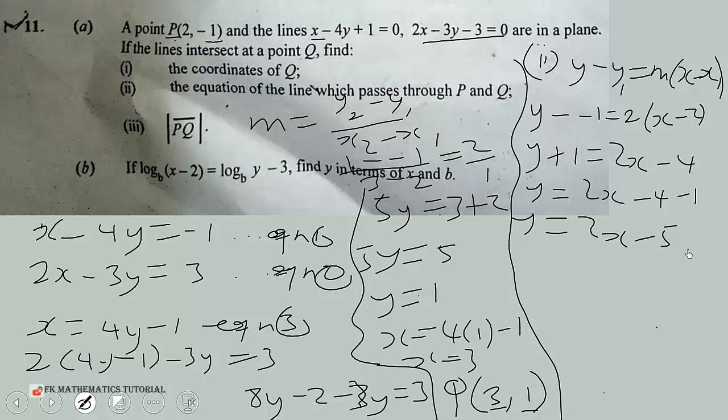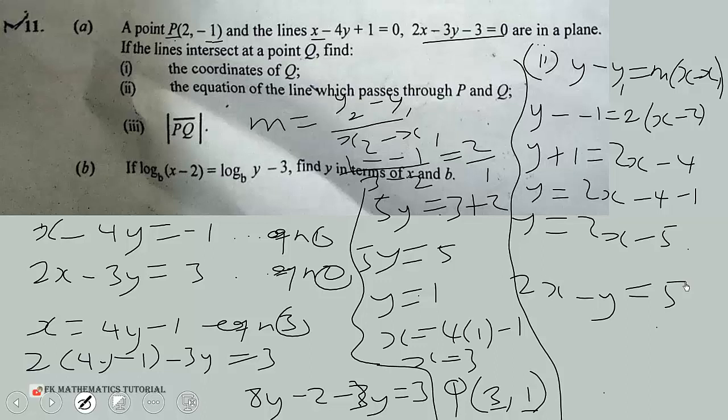You can leave it in any other form. Perhaps 2x minus y is equal to 5. Or 2x minus y minus 5 equals 0. All of them are equal. They are the same. They are correct.